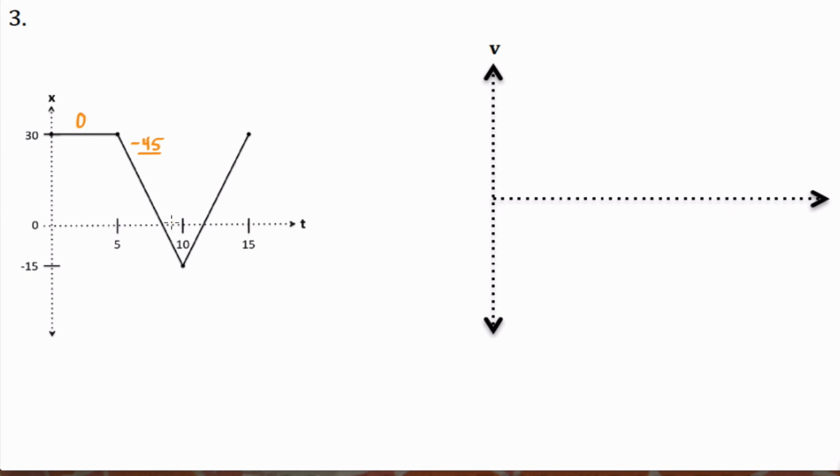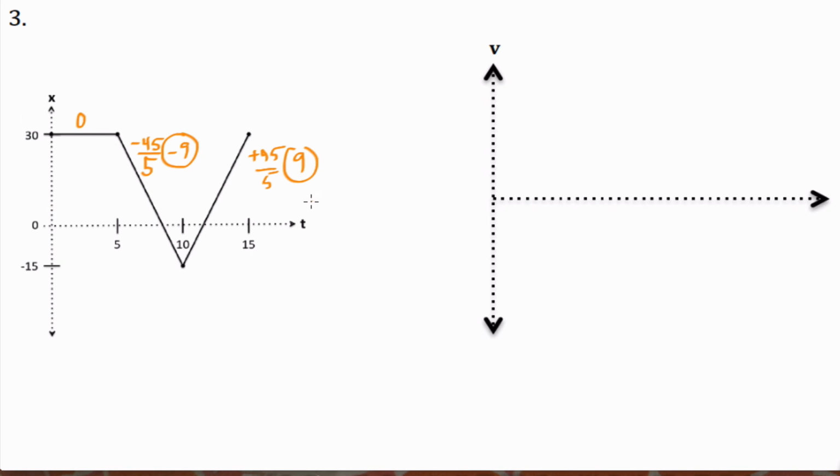And again, that's between 5 and 10 seconds. So that takes 5 seconds. Negative 45 over 5 is negative 9. And we see this third section here, this third segment. It goes from negative 15 to positive 30. It goes up 45, and that also takes from 10 to 15 seconds. That also takes 5 seconds. So that would be positive 9.